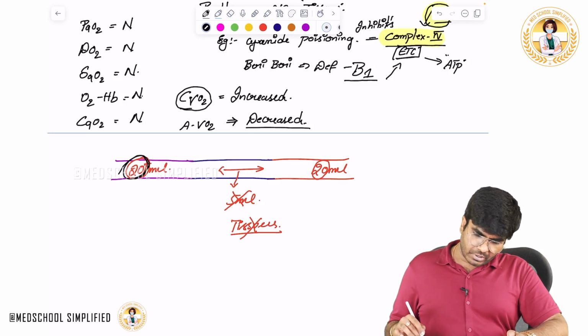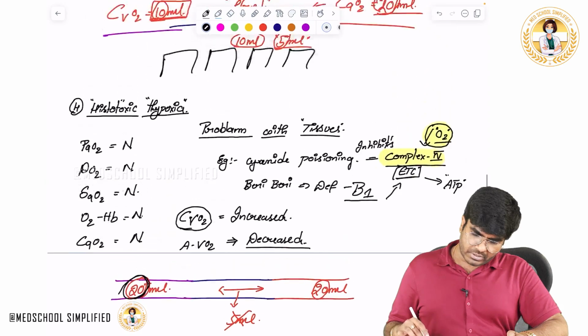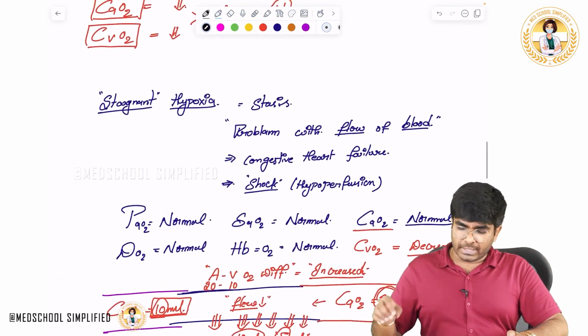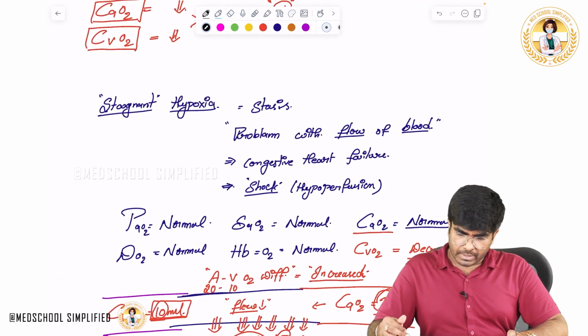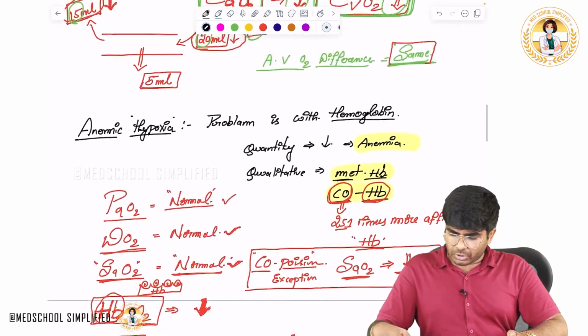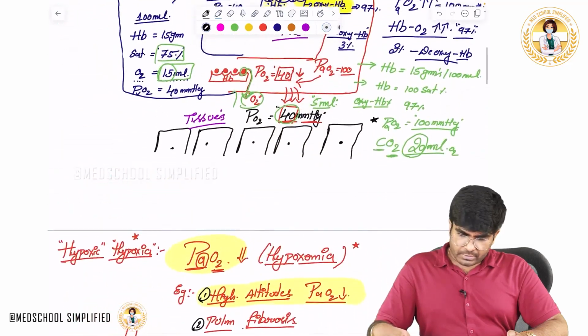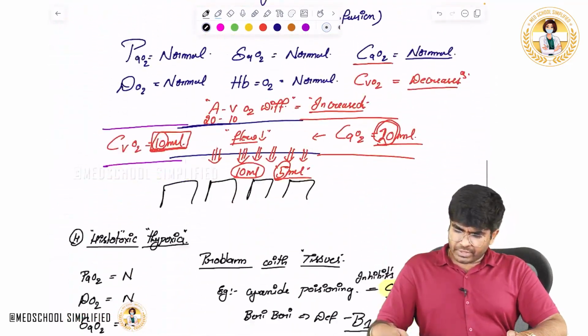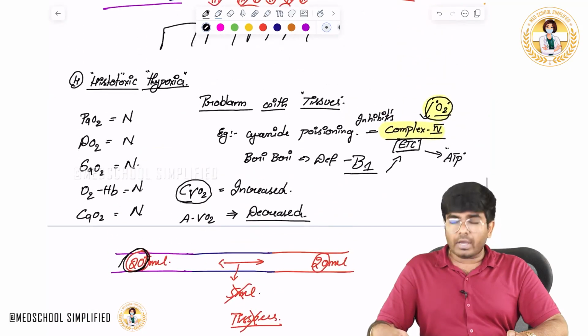So these are the different types of hypoxia: hypoxic hypoxia, anemic hypoxia, histotoxic hypoxia, and stagnant hypoxia. With this we have completed the 4 different types of hypoxia.